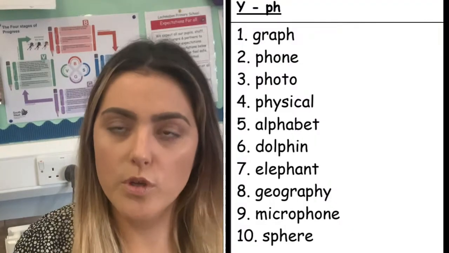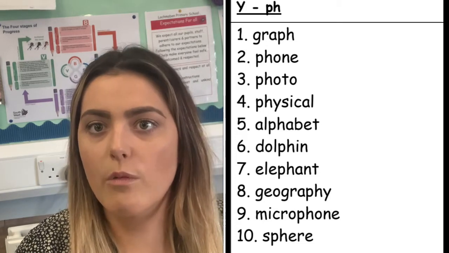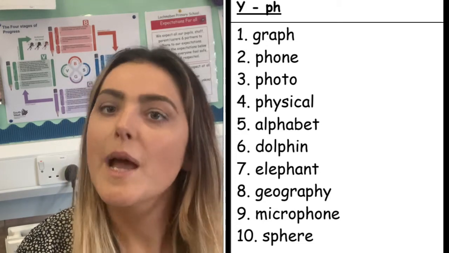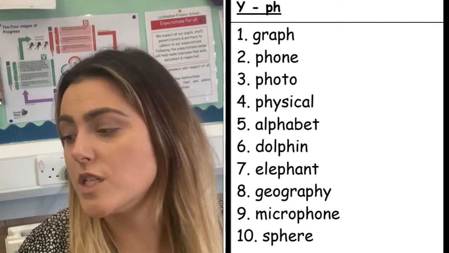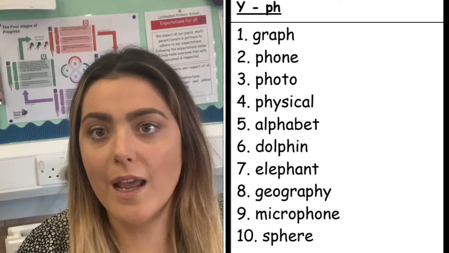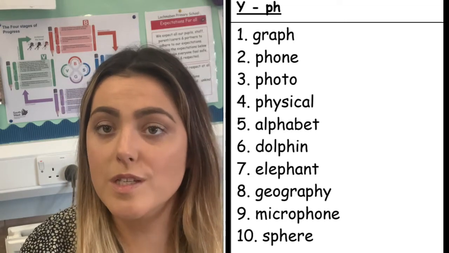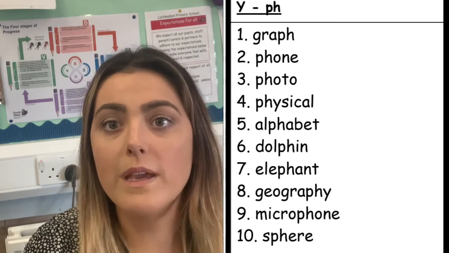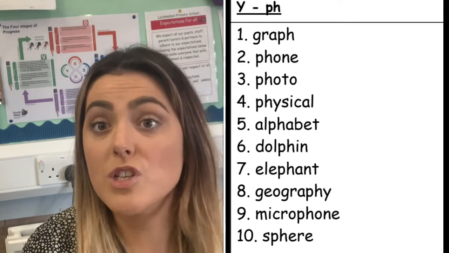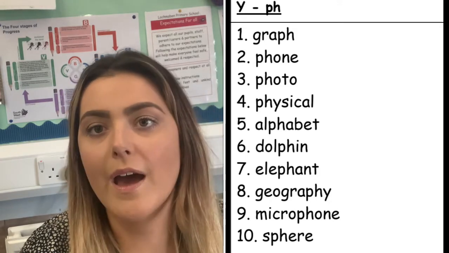So Y group, you have got this PH sound this week. Now, we would think that would make like a P noise, but actually we know that it makes our F sound, so a F sound. So let's have a look at it. Now, in these words, it's in a variety of locations. For some words, it's at the end, some words it's in the middle, some words it's at the start. But for all of these words, it all makes the same sound, which is quite nice because that's not always the case. So we're always looking at that first sound.